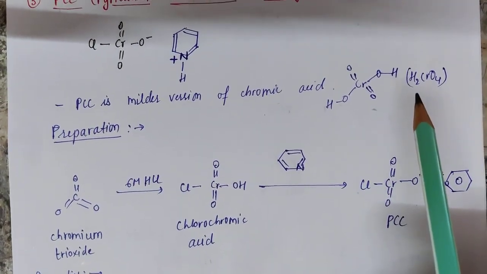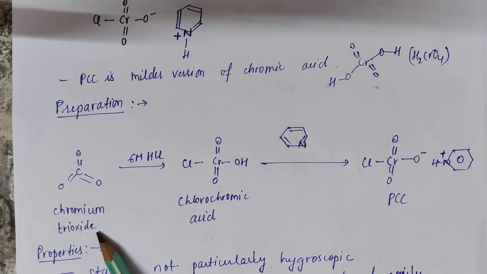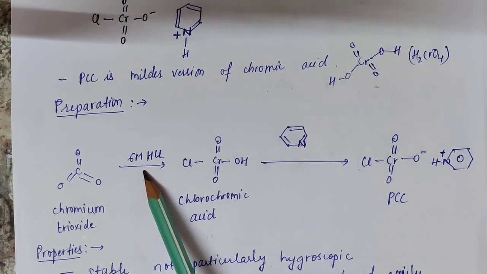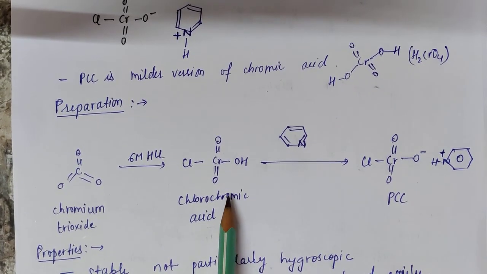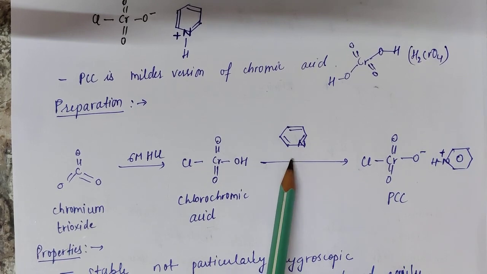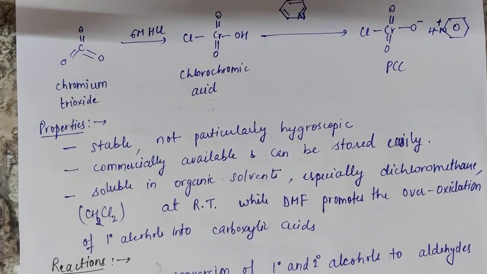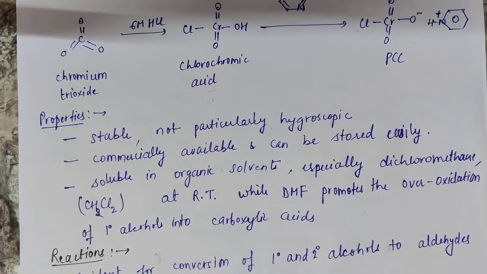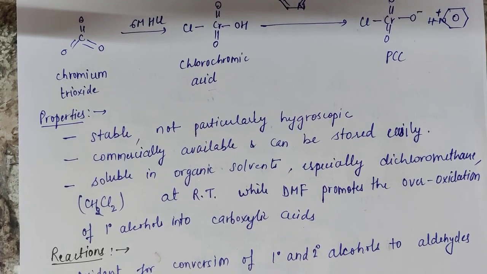If we look at the preparation of PCC, when chromic trioxide is dissolved in 6 molar HCl solution, chlorochromic acid is obtained. And on treating chlorochromic acid with pyridine, pyridinium chlorochromate reagent is obtained. This is not a particularly hygroscopic reagent, so it's stable and it is very easily available commercially and can be stored.